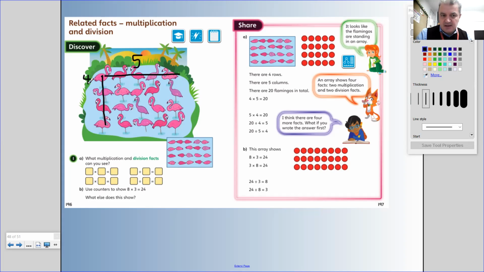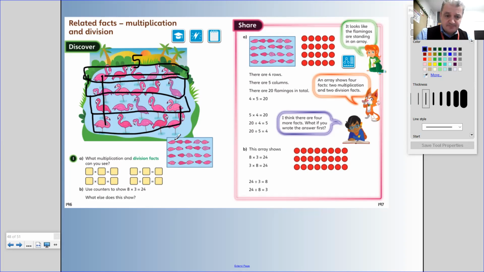So what's that saying? We've got 1 group of 5, 2 groups of 5, 3 groups of 5, 4 groups of 5. Who agrees with that? But then also, we could split that into groups. Yes, we've got 4 groups of 5 or 5 groups of 4. Because of the commutative law, that gives us the same answer.